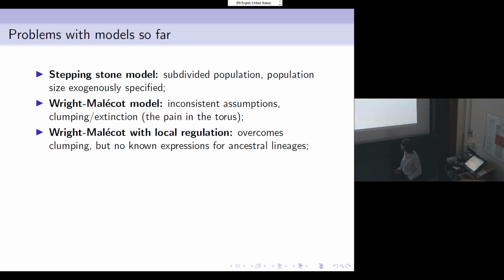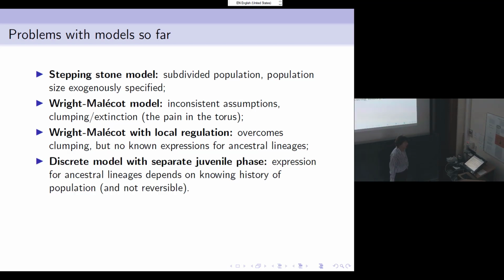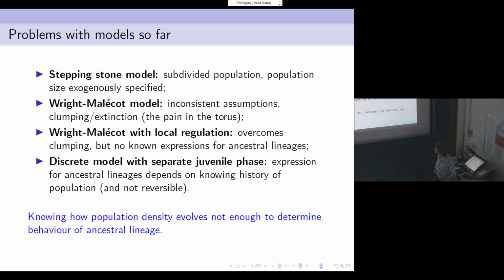Wright-Malécot with local regulation, the one we've been talking about a bit this morning, overcomes the clumping, but there's no known expression for the ancestral lineages. In fact, it's probably hopeless. The discrete model with the separate juvenile phase, there is an expression for the ancestral lineage, but it depends on knowing the history of the population. And the problem is that the population model is not reversible in time. So, it's not looking great, is it? And we've also learned that knowing how the population density evolves is not enough to determine the behaviour of the ancestral lineage.